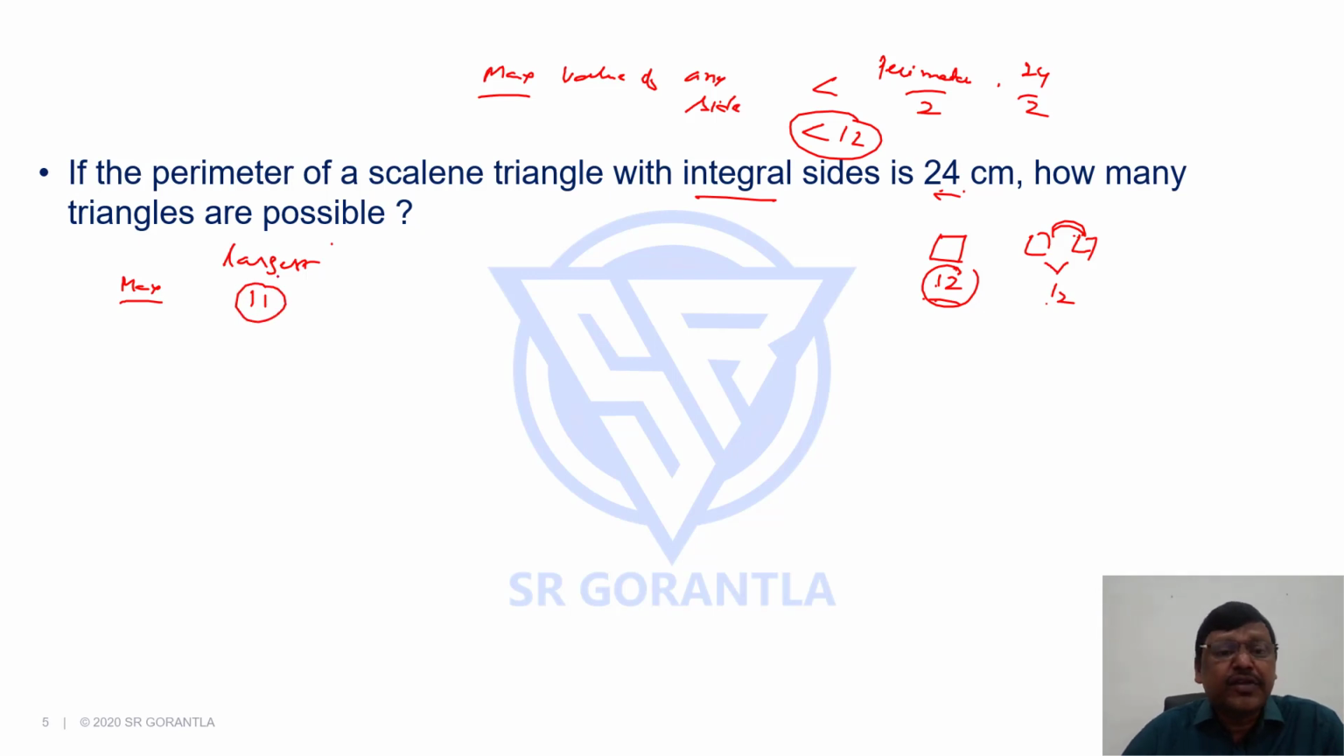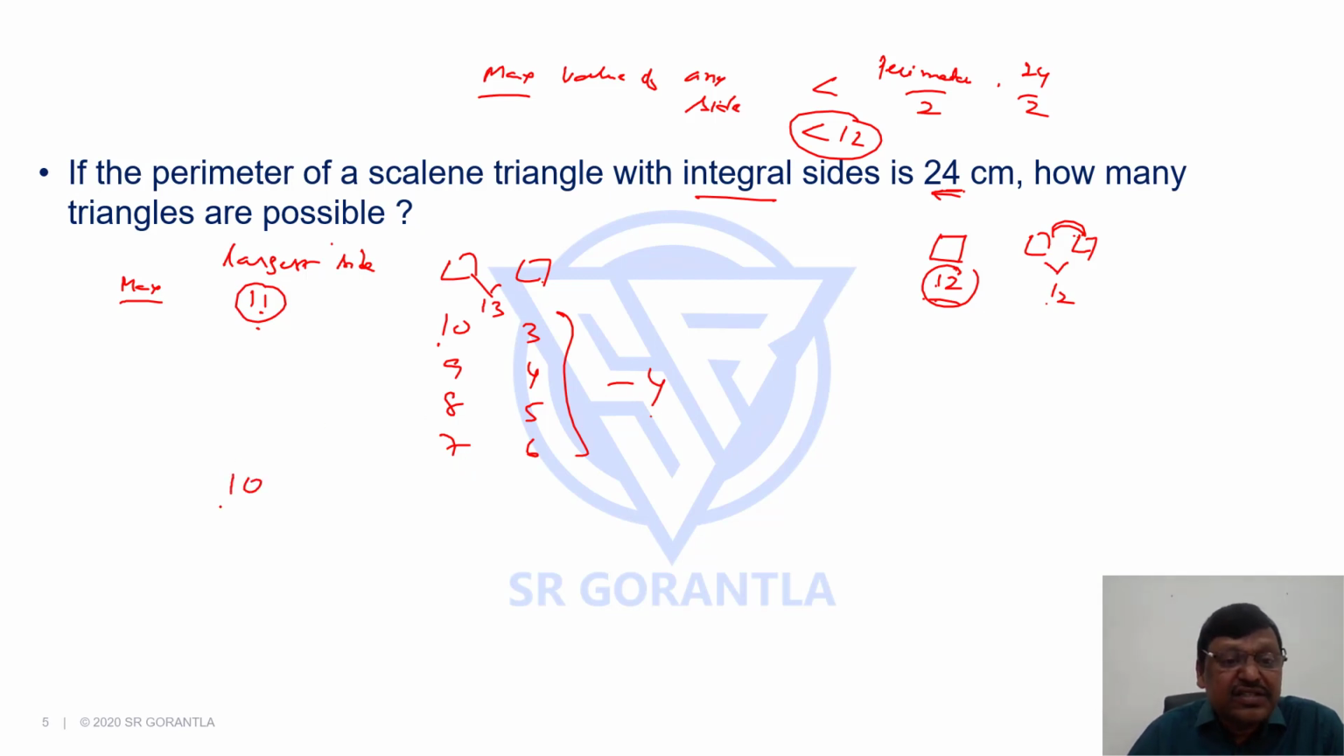If the largest side is 11, what will the other two sides be? The other two sides sum to 13 because perimeter is 24. And what are the possible options? 10 and 3, because the largest side is 11, second largest can be 10. 10, 3, 9, 4, 8, 5, 7, 6. Anything else? No. So there are four possible cases.